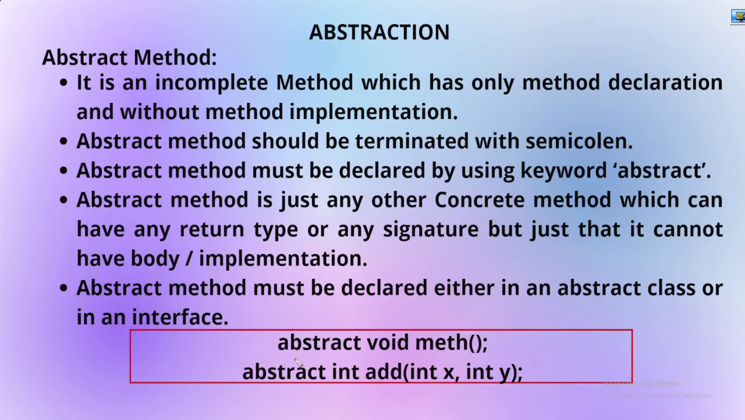So you can see the abstract keyword here in front of both the methods, that is the void meth method and the add method. This is the method which does not have any parameter. This is a method which has two parameters. Abstract method is just like any other concrete method, which can have any return type or any signature, but it cannot have the implementation. Abstract method must be declared either in an abstract class or in an interface.